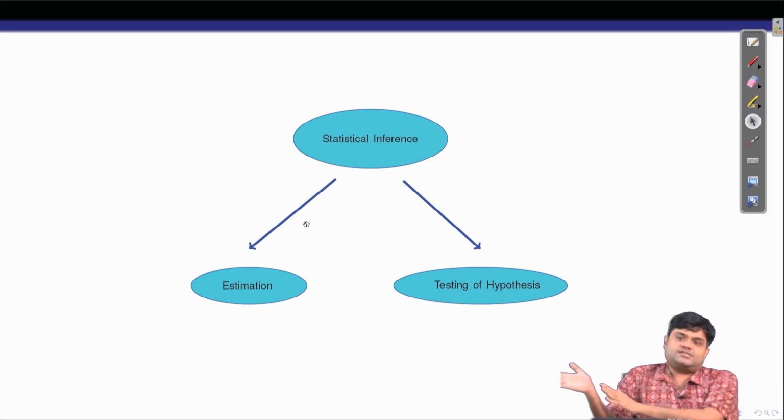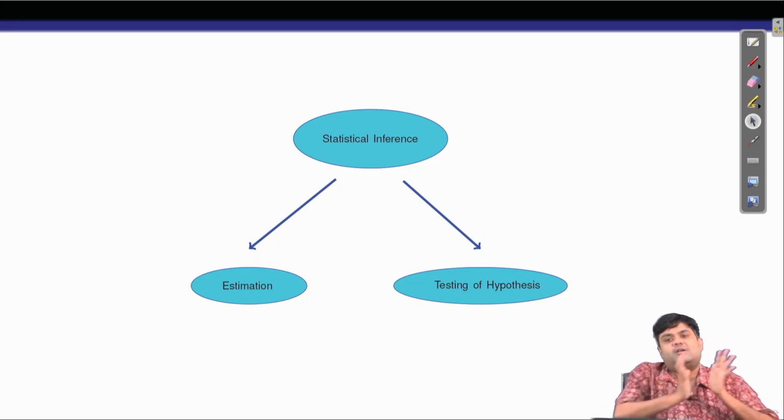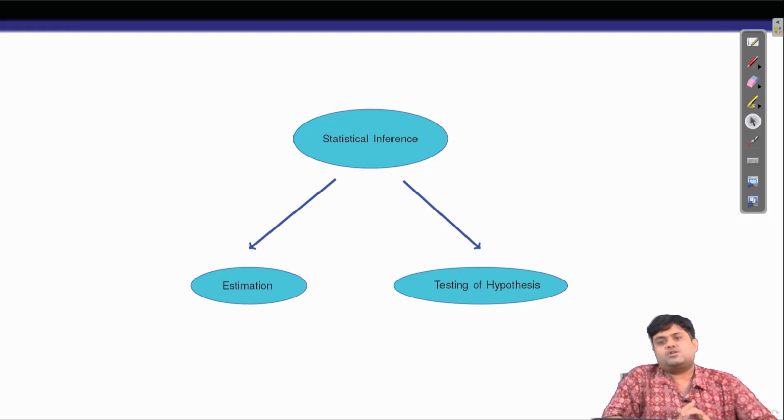Now, statistical inference is of two kinds. We discussed hypothesis testing and estimation. For estimation, which we have so far discussed, you are trying to guess a particular value. In case of hypothesis testing, you do something slightly different.